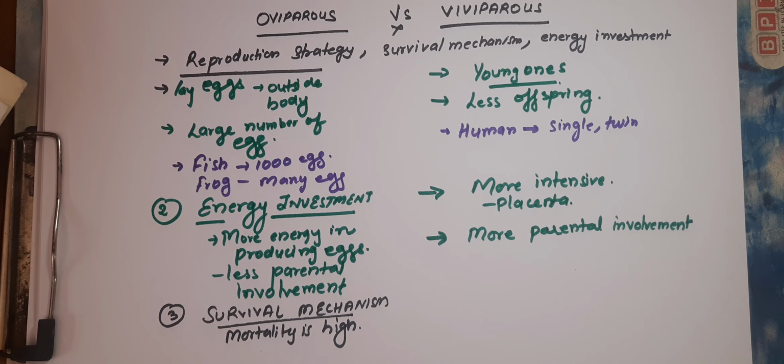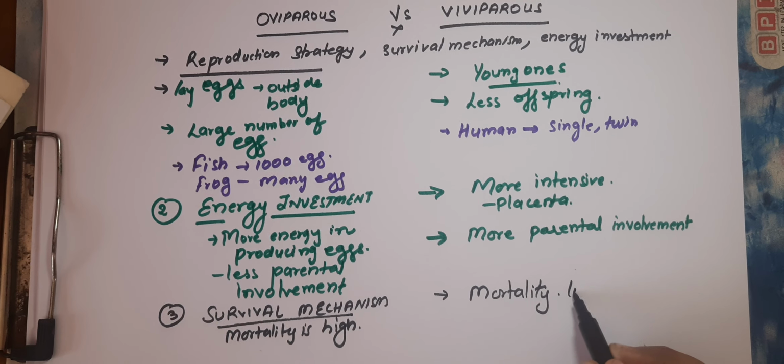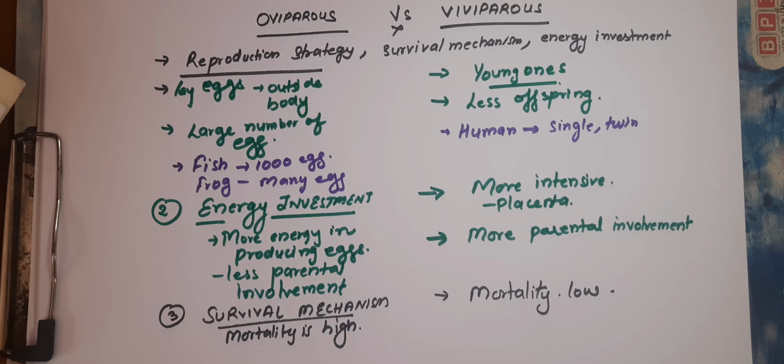However, in the case of the viviparous species, they will invest in producing fewer offspring, but they will take care of their offspring, so the mortality is low as compared to the oviparous species. The survival rates are typically higher because of the parental involvement.